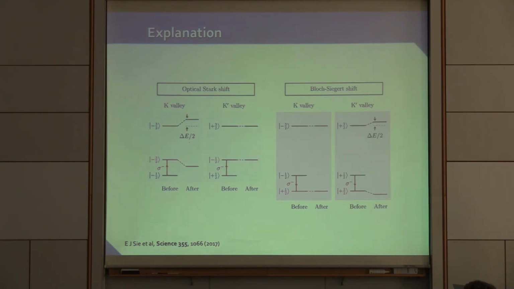Now, if you want to think further, then we can say that the Bloch-Siegert shift is the counter-rotating wave term of the light-matter interaction, and the optical Stark shift is the rotating wave term of the light-matter interaction. This is beyond the Jaynes-Cummings model in principle.